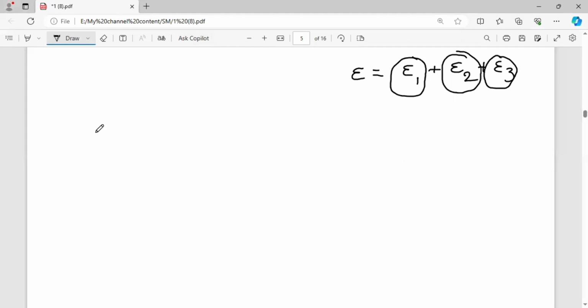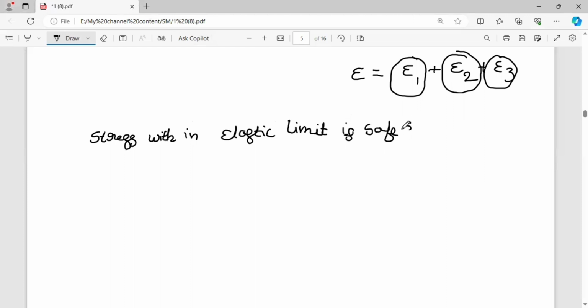Next, one important point is stress within the elastic limit. Elastic limit is the safe stress. Stress within the elastic limit is the safe stress. That is one important parameter we consider.